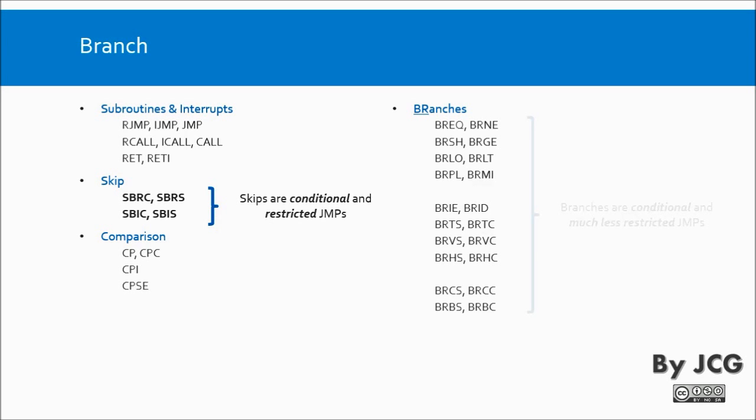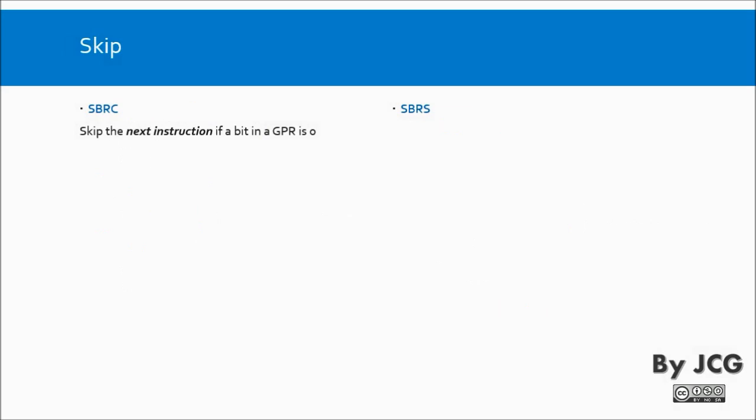They don't always jump. The branches are also conditional, however they are much less restricted jumps, and we'll see them in this video. So the first instruction we're going to cover is skip if bit in register is clear.